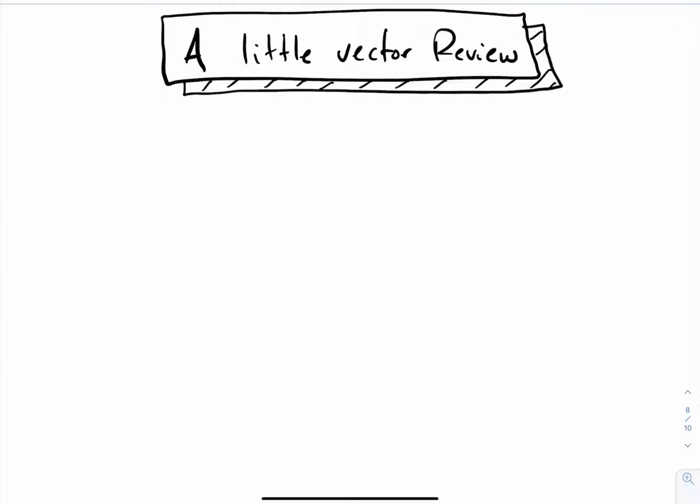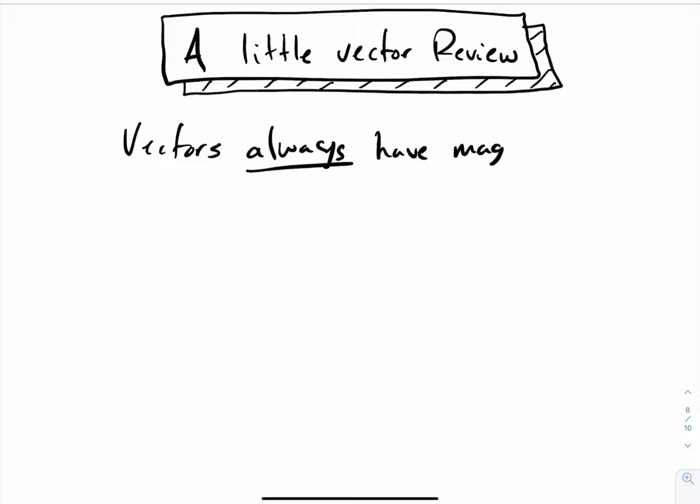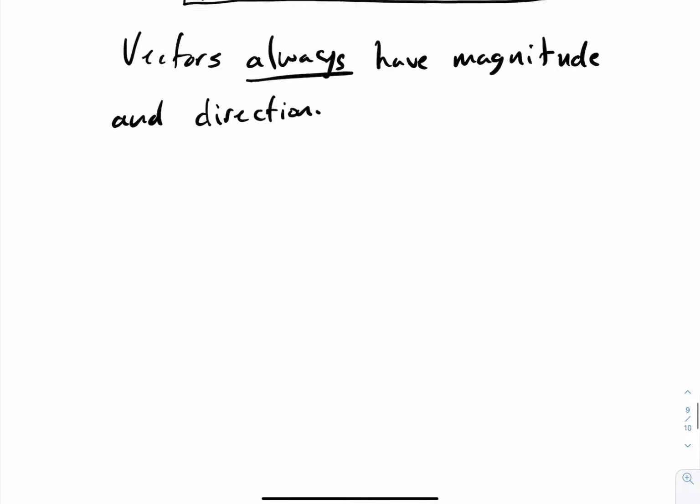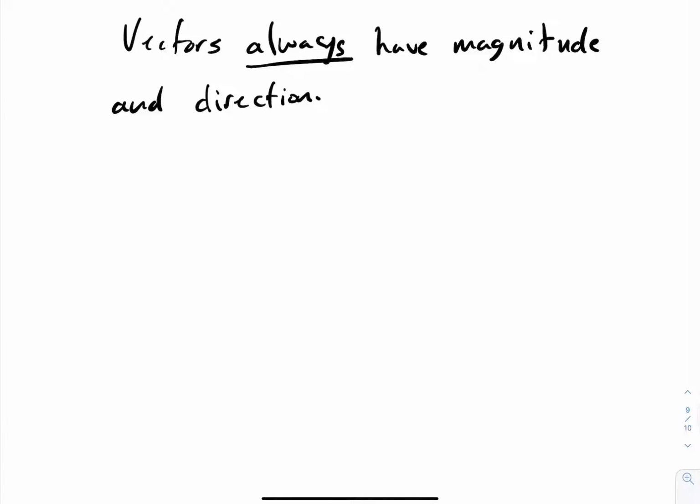So we could note that. Vectors always have magnitude and direction. Remember, magnitude is the fancy math word for amount. We don't say amount because it could mean multiple things. We always use the word magnitude.